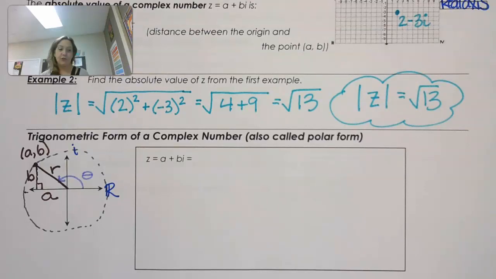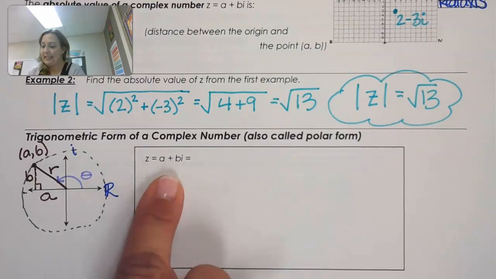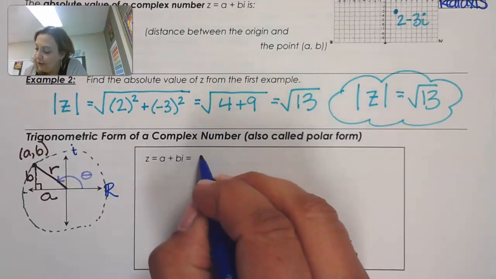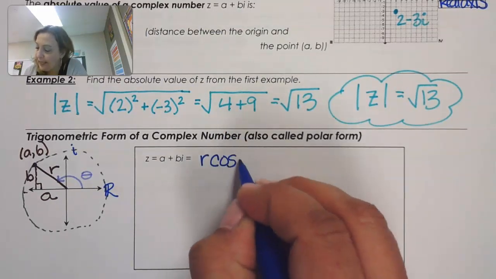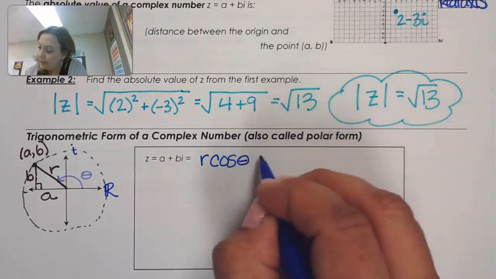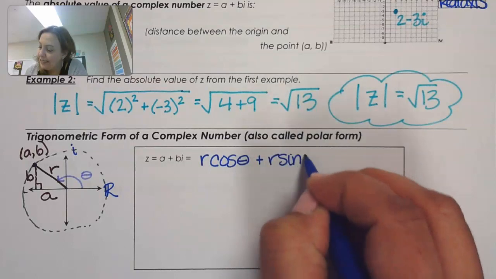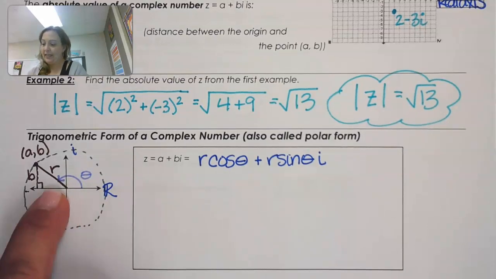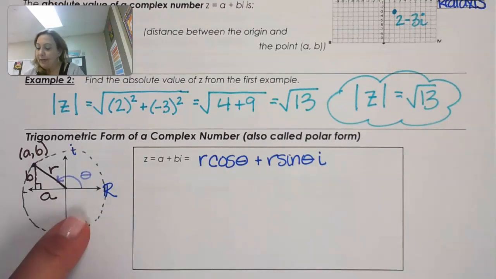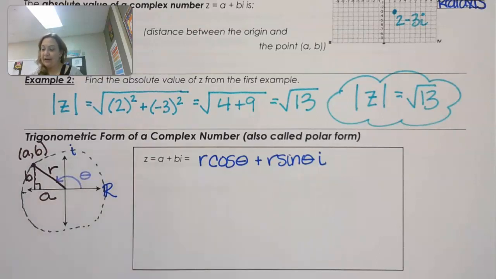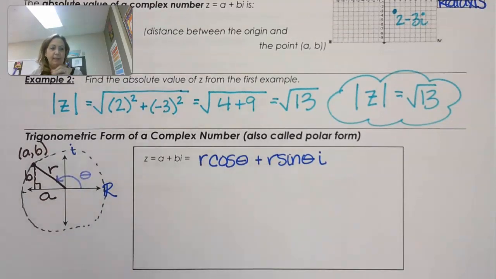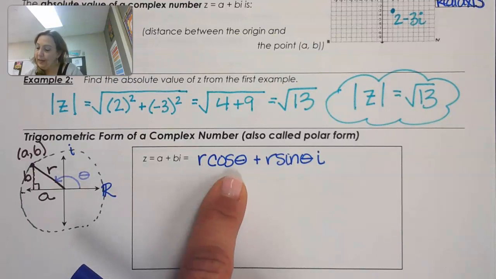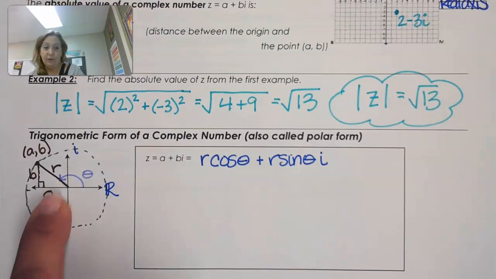When we find the trigonometric form of a complex number, z equals a plus bi, it's defined as r times the cosine of theta plus r times the sine of theta times i. Because when we're looking at that, that will give us our a and our b value. If we consider what the cosine of theta would be, our cosine of theta would be a over r.